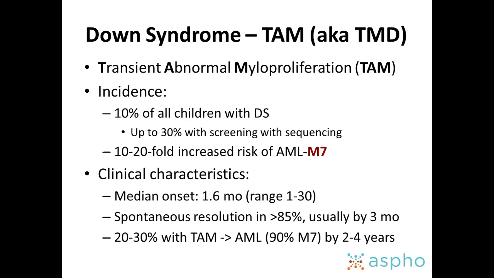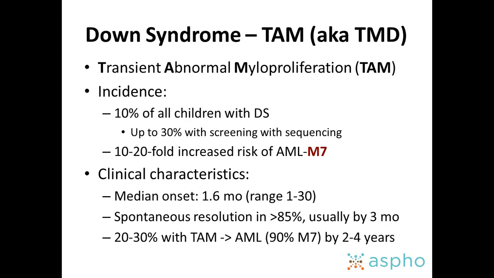All right, so the incidence: the books say 10% of children with Down syndrome are going to get this problem, although if you really look, it could be up to 30%. But anyway, it's a significant problem. Not everybody, but certainly a significant portion of kids with Down syndrome get this phenomenon. And so when you have this abnormal myeloproliferation, it sets these children up for a 10 to 20-fold increase in AML, and it's going to be the M7 phenotype of AML typically when they get that. So that's one you have to remember.